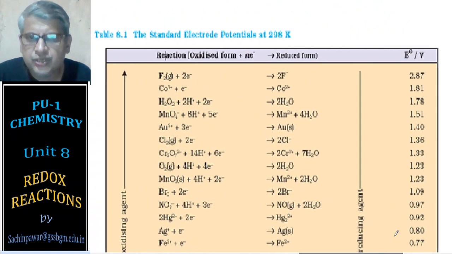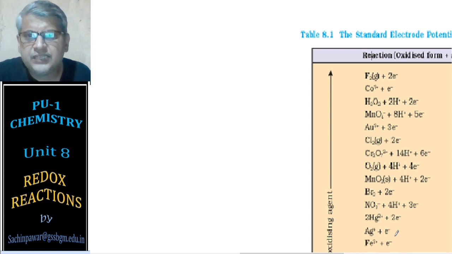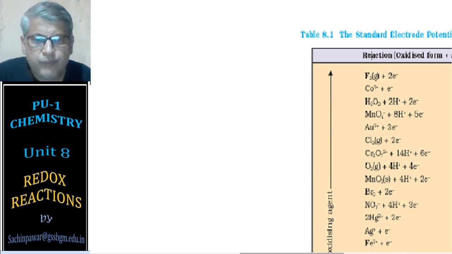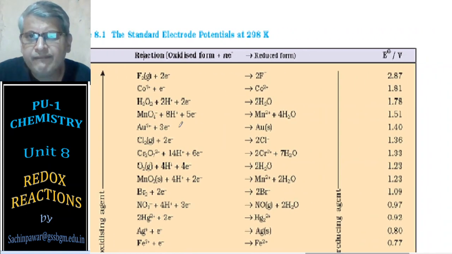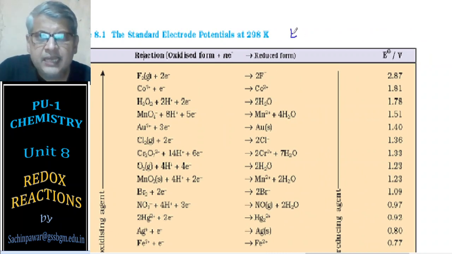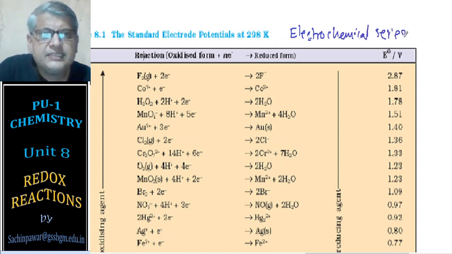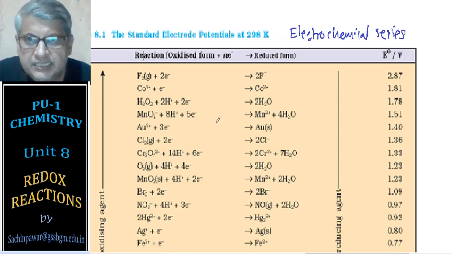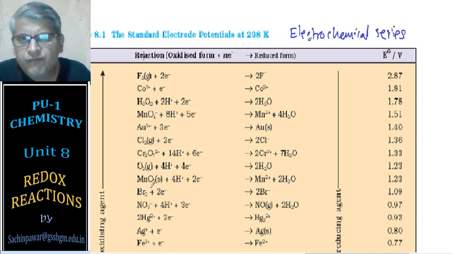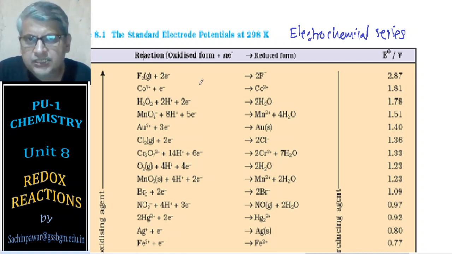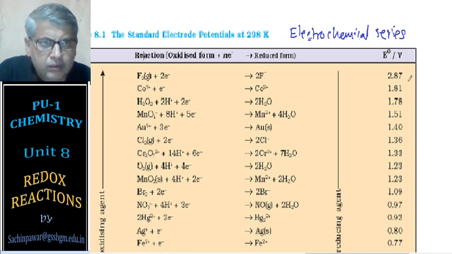series of such, and this series becomes a very, very important tool. Here you have that series, which is known as the electrochemical series. This electrochemical series is an arrangement of such electrodes, such redox couples, in increasing order of their SRPs, or standard reduction potential.